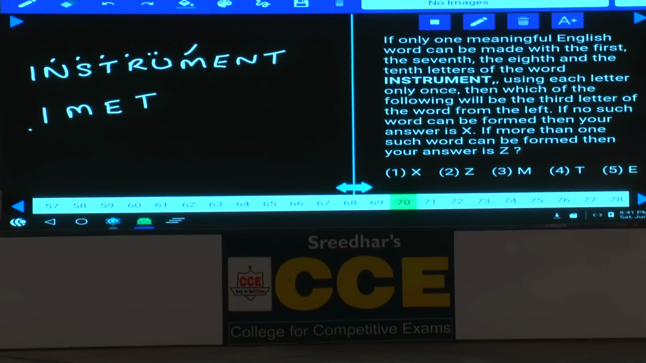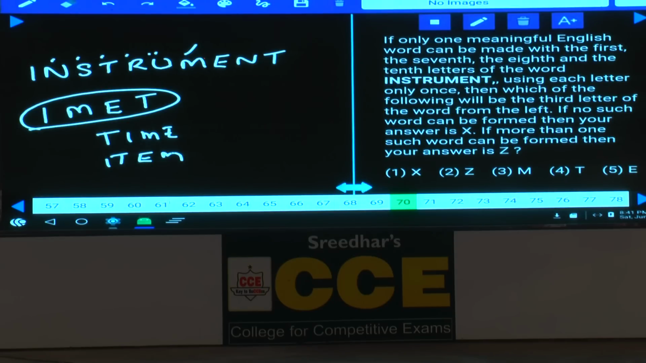Now with the help of these 4 letters I, M, E, T, tell me what are the words that can be formed. TIME, next to time is ITEM, isn't it? And what are the other words here? EMIT, isn't it? MITE. And these are the words that can be formed. Hence, if more than one such word can be formed, that is your answer. Here we are able to form around 4 words, so choice Z.